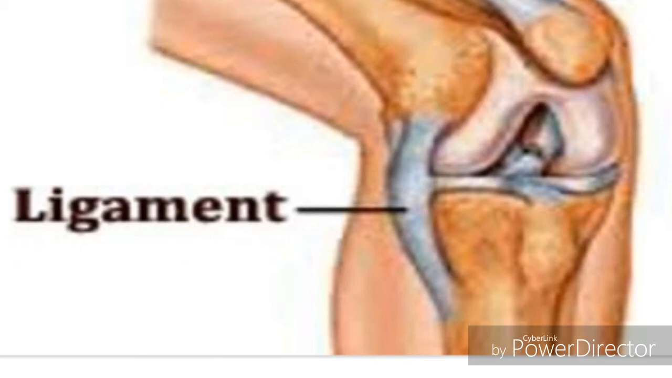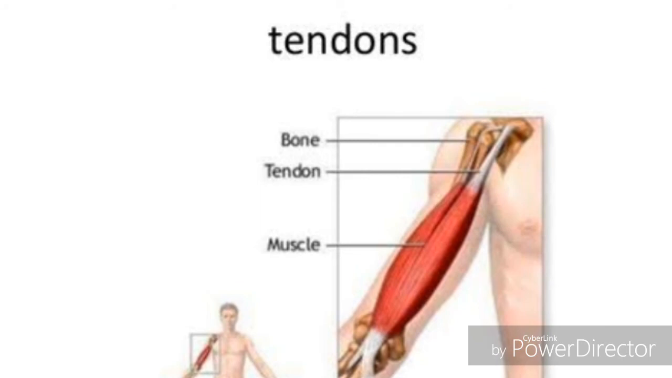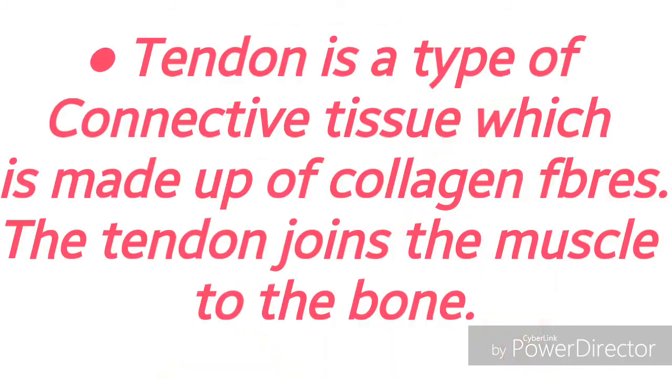So, ligaments connect bones at the joints. Where joints are present, there these ligaments connect the bones. Students, you know, ball and socket joint, hinge joint, different types of joints are there in the human body. In those regions, these ligaments connect the bones.